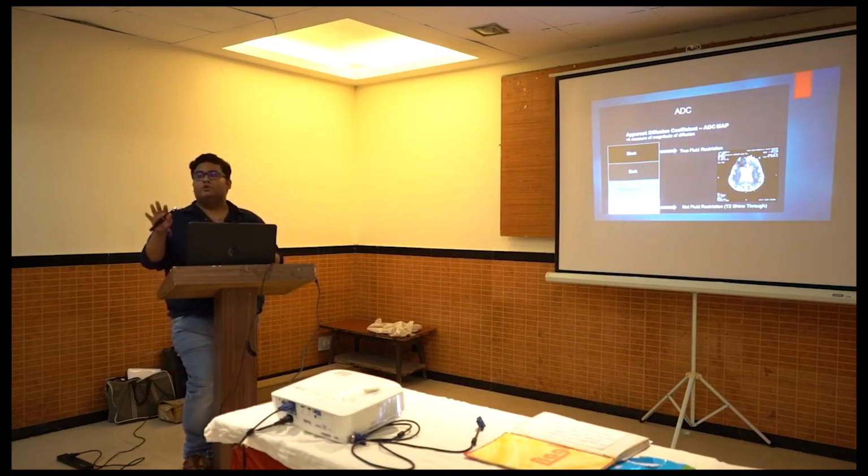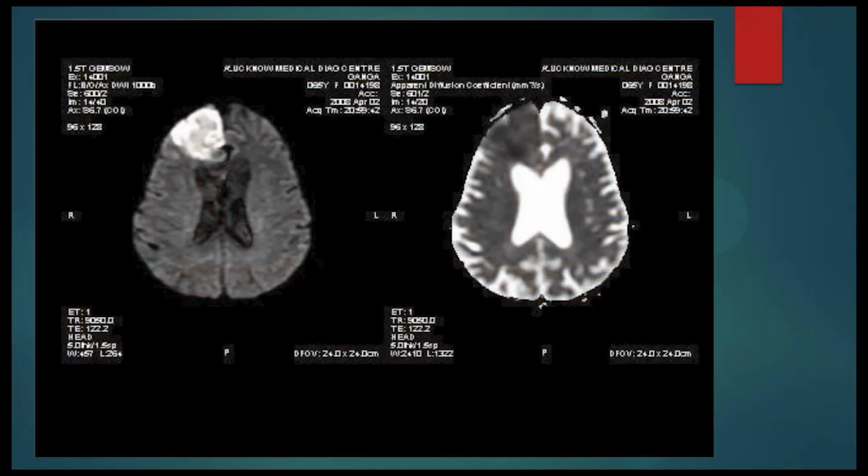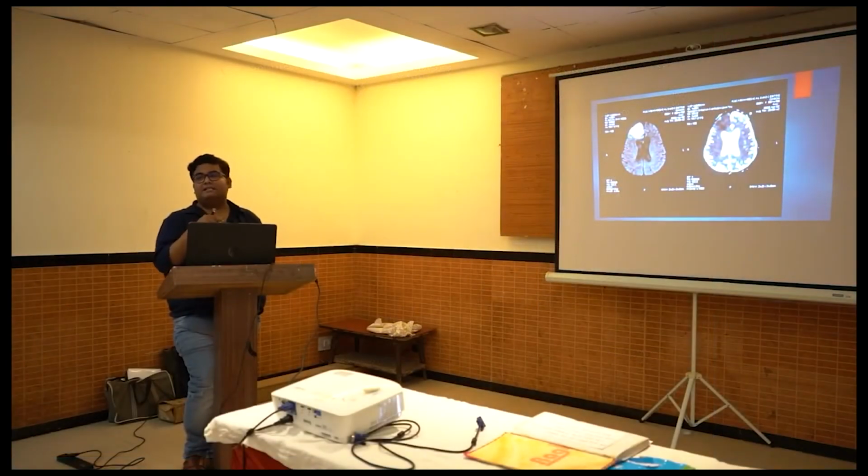These are all coming in the stroke protocol. This is a diffusion weighted image where there is hyperintense signal, and when we do an ADC map, it becomes hypointense. It means that this is a true restriction and true pathology is there. There is nothing which we are seeing as an artifact.